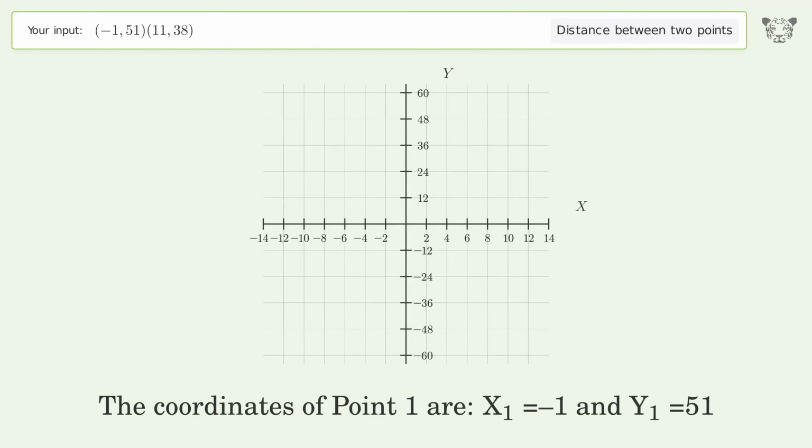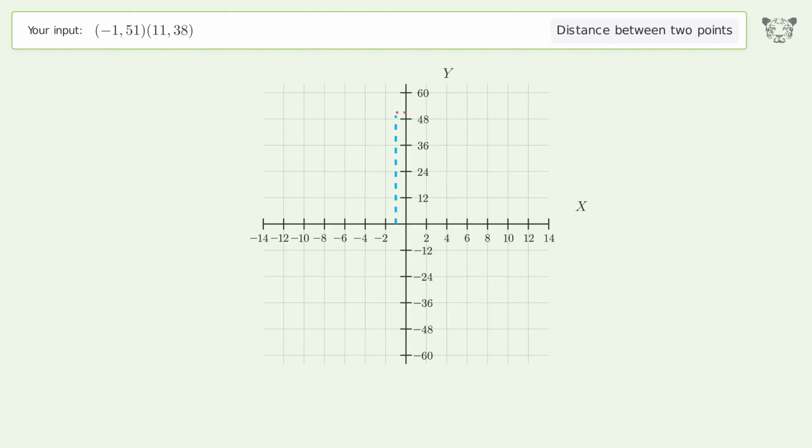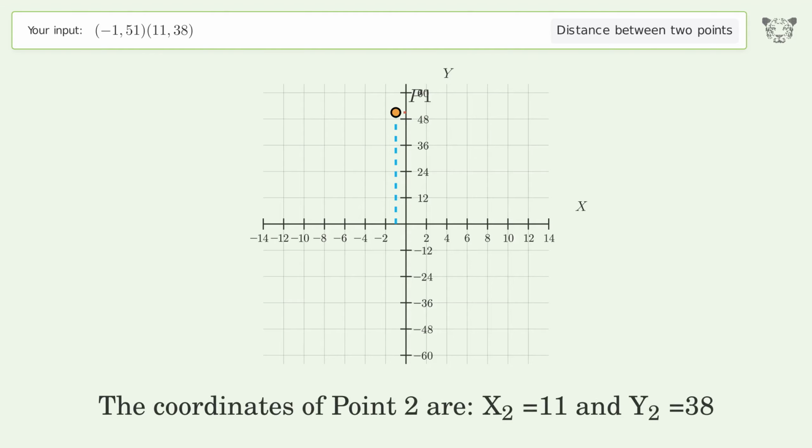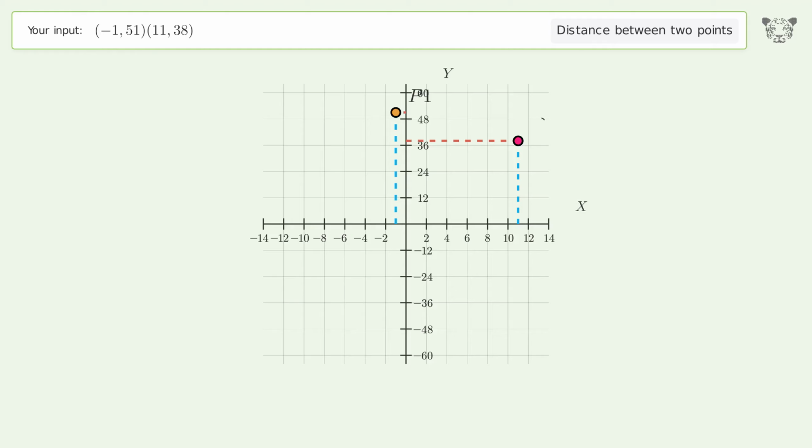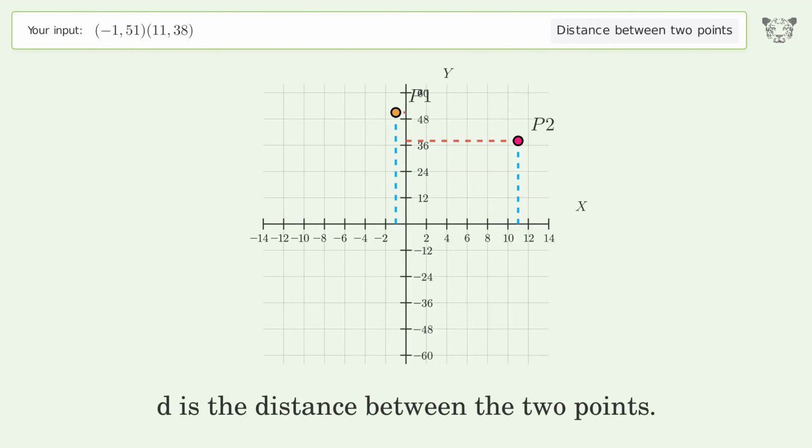The coordinates of point 1 are x1 equals -1 and y1 equals 51. The coordinates of point 2 are x2 equals 11 and y2 equals 38. D is the distance between the 2 points.